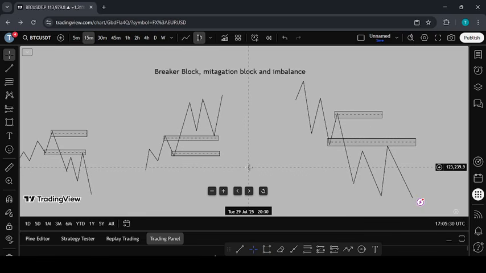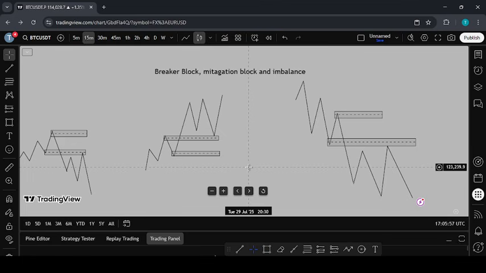It will help you if you know how to trade off a breaker block, if you know how to trade off a mitigation block, and how to trade off an imbalance. On the next video, we're talking about how to trade on an imbalance. It's going to really help you not to miss entries. And of course, make sure you always have a realistic profit target. We're going to be doing another video to talk about realistic entries and exits.